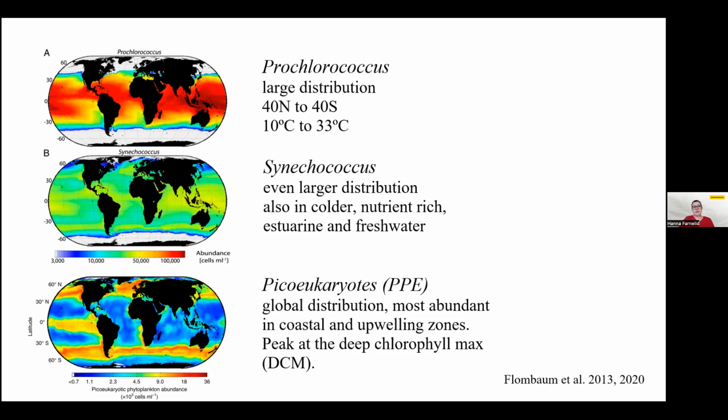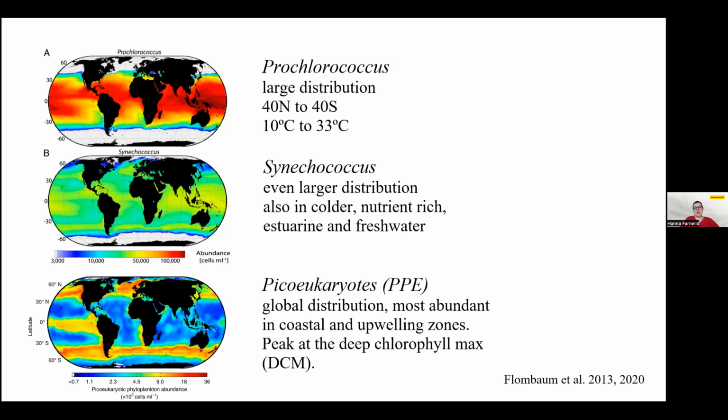If we move on to the slightly bigger cousin of Prochlorococcus, these are quite closely related organisms, but they are genetically different. Synechococcus is slightly larger than Prochlorococcus. It also has a larger distribution, expanding also into colder and more nutrient-rich environments. We can also find it in estuarine and freshwater environments.